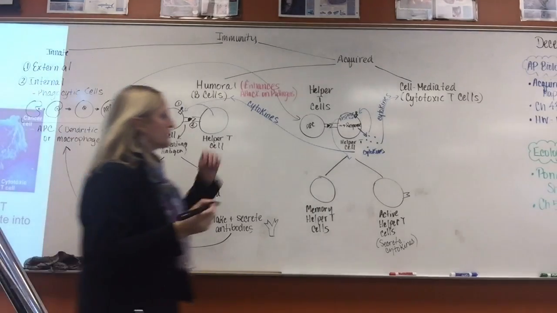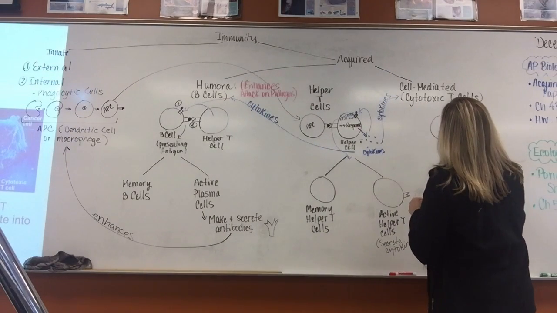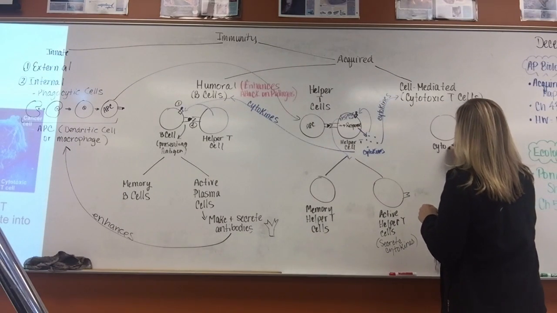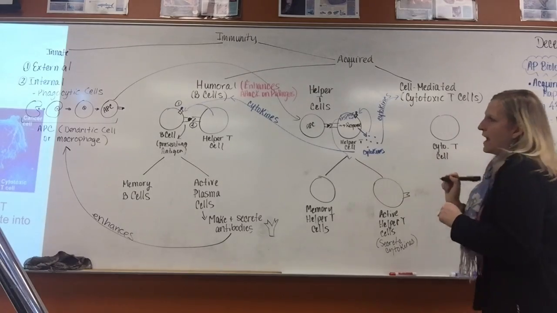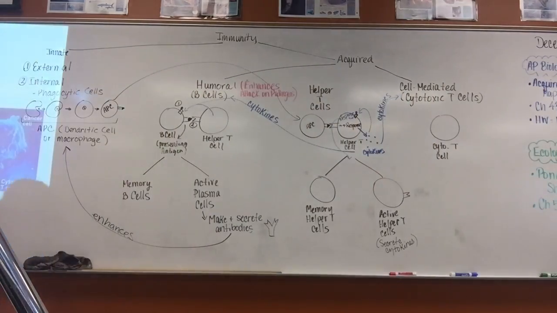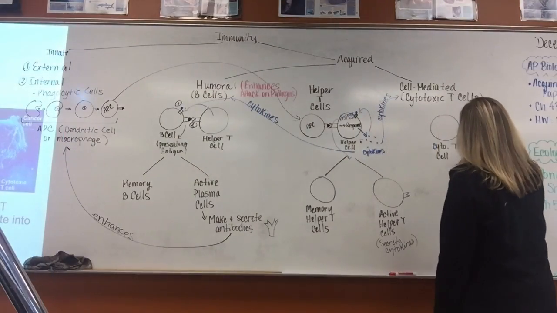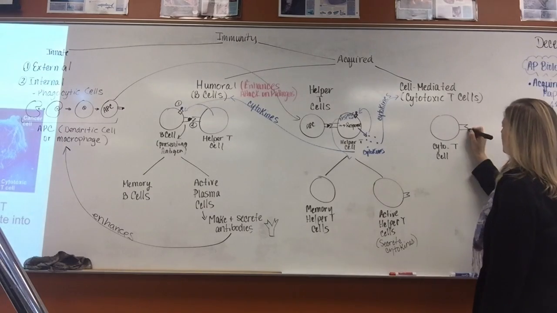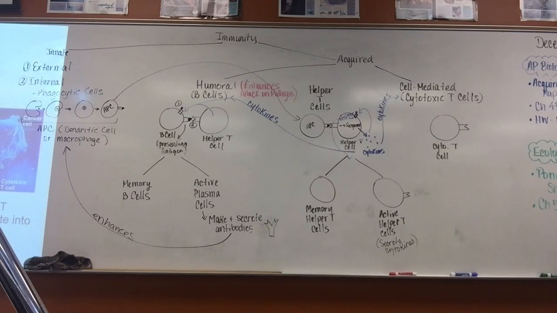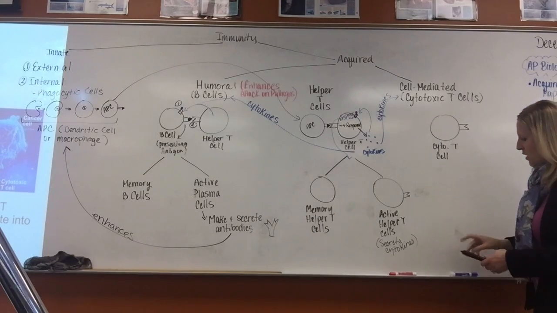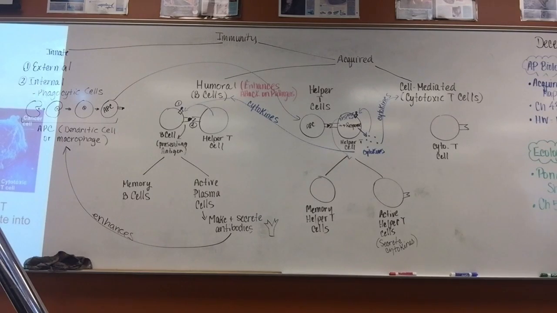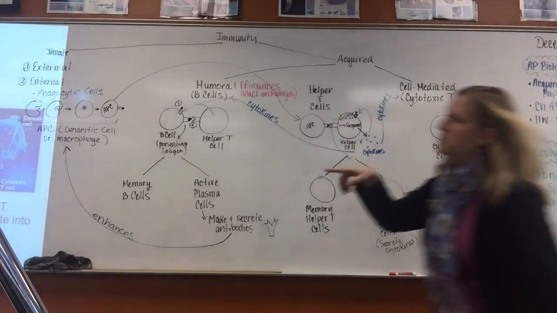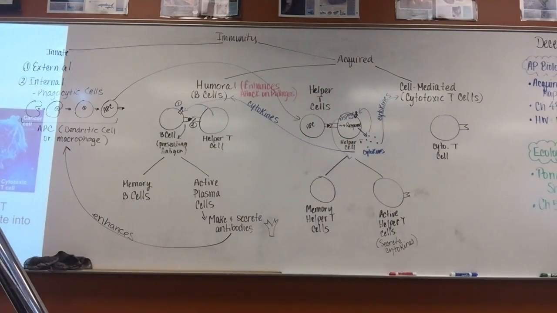So let's look here. Let's draw our cytotoxic T cell. The cytotoxic T cell has a particular receptor that has the right shape to bind with the antigen of that particular pathogen. And this cytotoxic T cell becomes activated when, what happens? Here's your cytotoxic T cell. This picture is showing it binding to an infected cell.